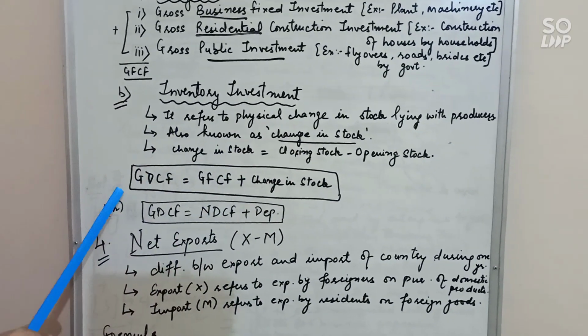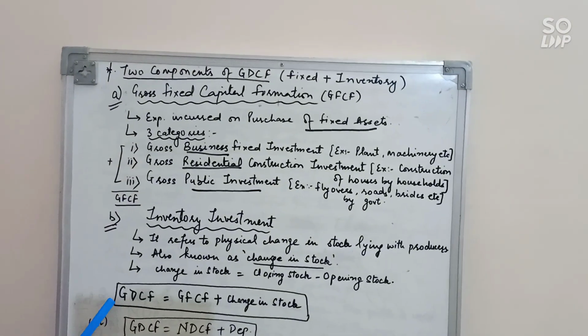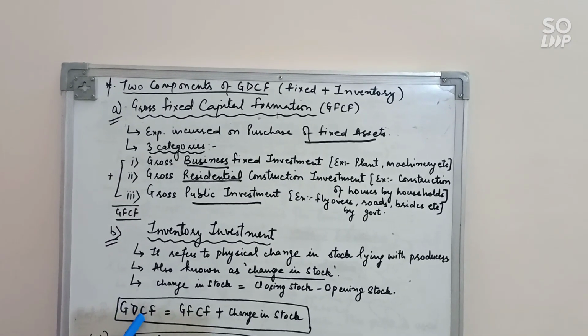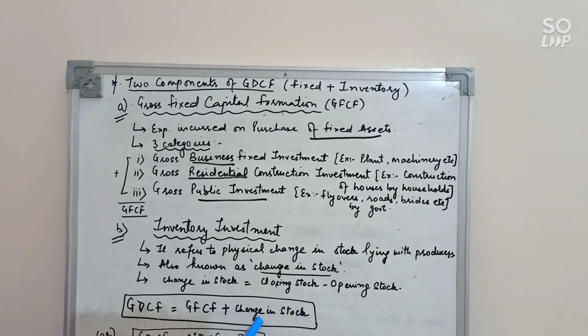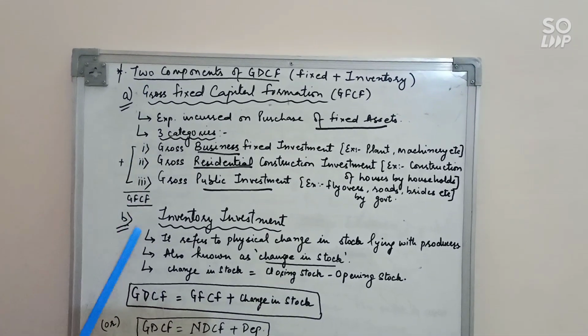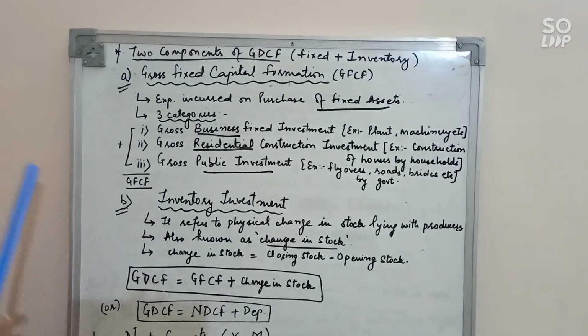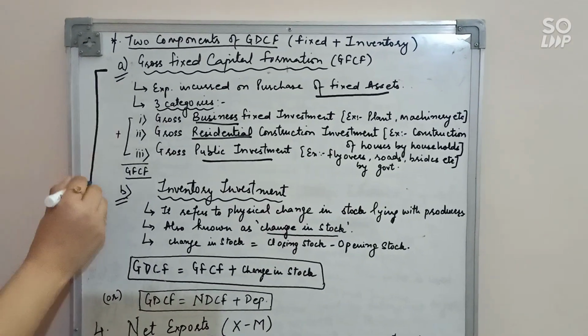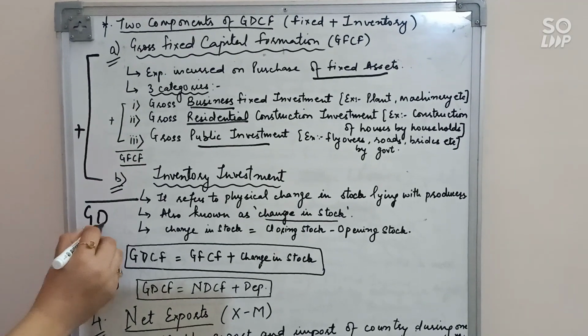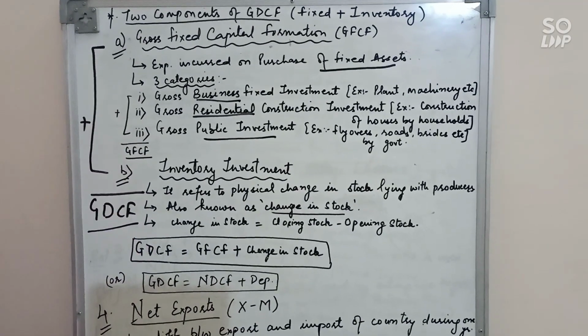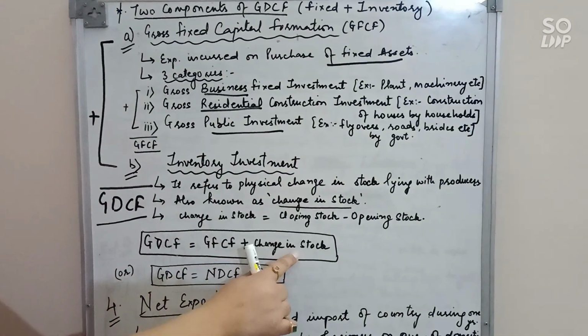No confusion. Now in short, we have done GDCF, gross domestic capital formation. Capital formation has two further parts, fixed and inventory, which is also known as change in stock. When you add these two points, we have gross domestic capital formation. So, fixed plus inventory.